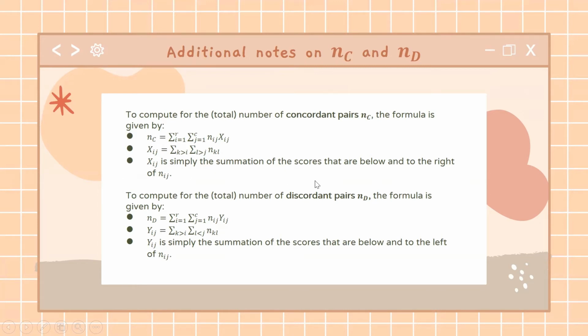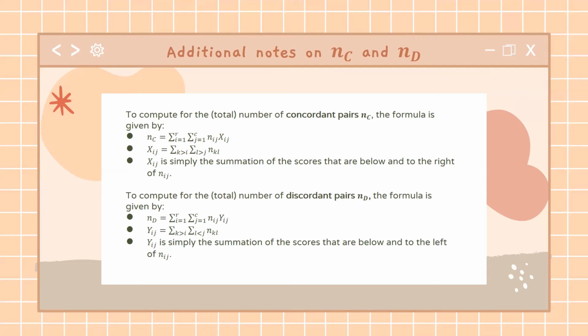And to compute for the total number of discordant pairs, which we denote as n sub d, the formula is given by n sub d equals the double summation of n sub ij times big Y sub ij, i from 1 to r and j from 1 to c, where we define Y sub ij as the double summation of n sub kl, where k is greater than i and l is less than j. So again, when we evaluate this formula, we just see that Y sub ij is simply the summation of the scores that are below and to the left of n sub ij.